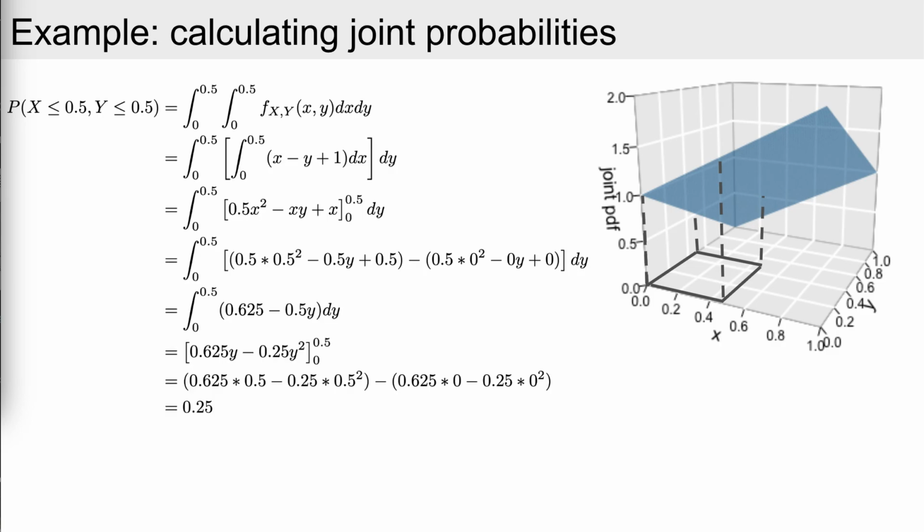This procedure is similar to our integration of the PDF across the entire support, thus I won't go through the steps. The final answer is that there's a 25% chance that both x and y are less than or equal to 0.5. I encourage you to pause your video to practice this calculation.